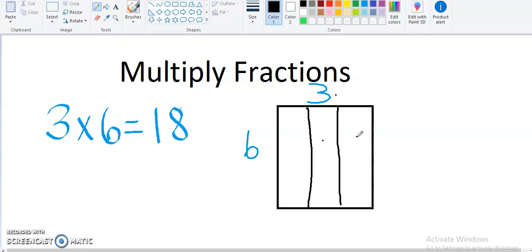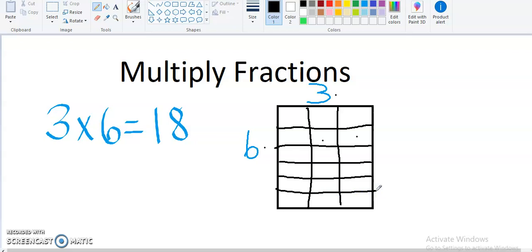This side, the length is 6. So I'm going to divide that into 6 equal parts. Let's see if I can do that. That's 1, 2, 3, 4, 5, and 6. Okay, it's not completely equal, but we have 6 rows here. And every single one of these smaller squares is representing the 6 times 3.